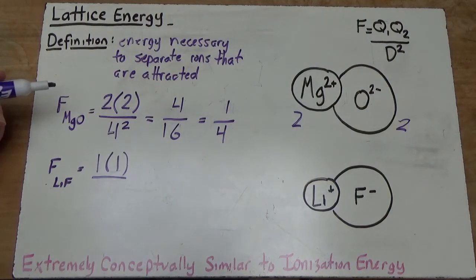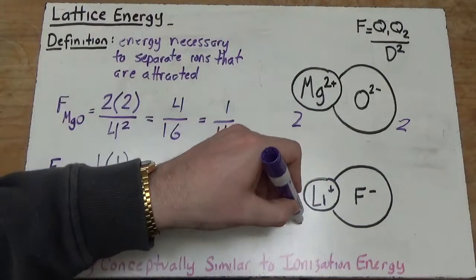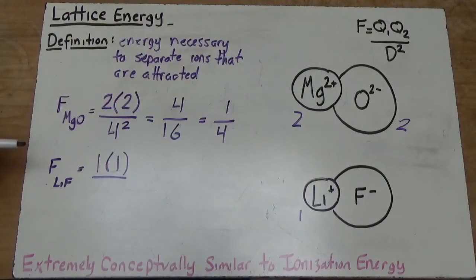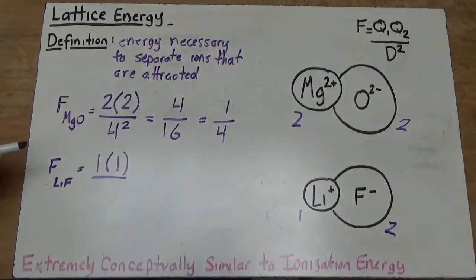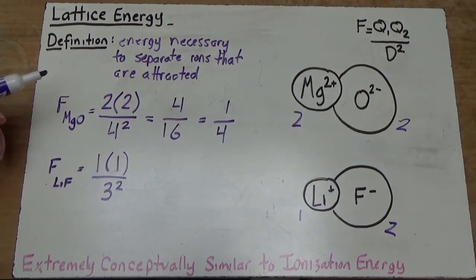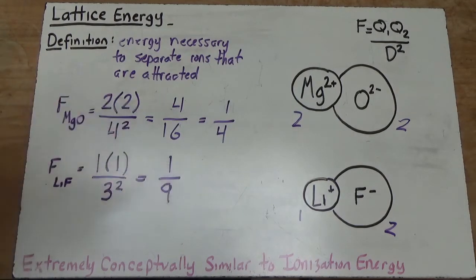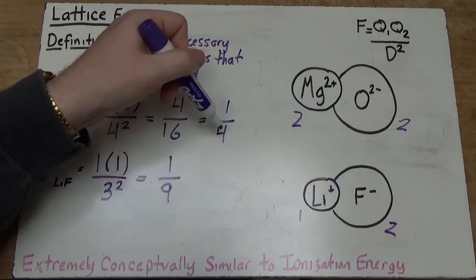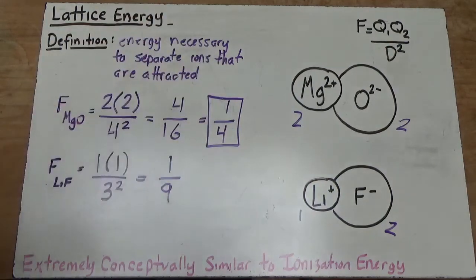Lithium is in the second period of the periodic table, so it has 2 energy levels to start when it's neutral, but it loses one of those and only has 1 when it's +1. Fluorine minus has 2. So the total is going to be 3. There are 3 energy levels between the nuclei, giving 1/9. Now, we can compare these two numbers and see that 1/4 is greater than 1/9.